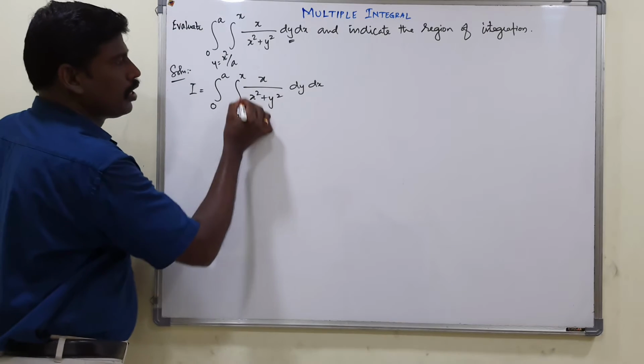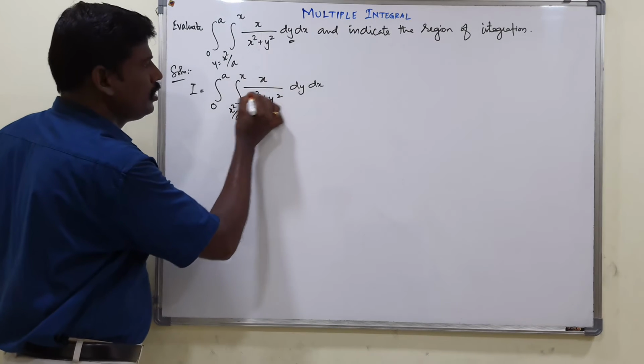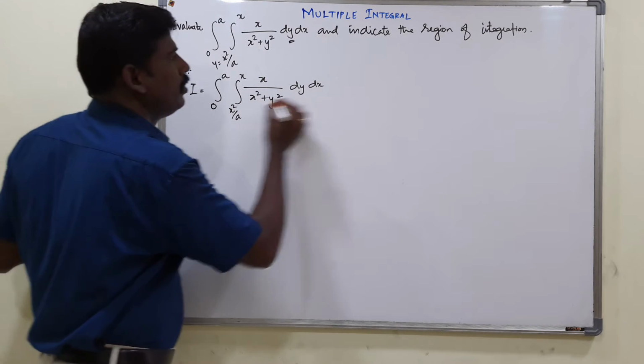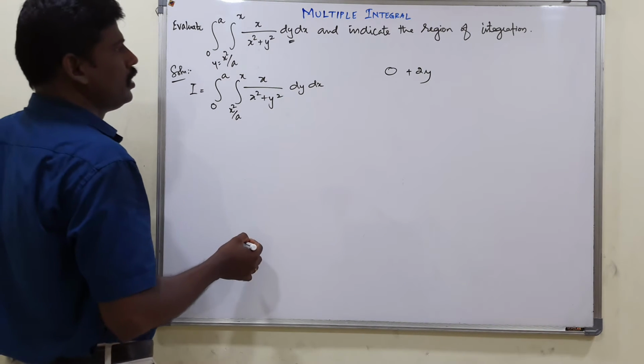Okay, so look at the denominator alone, the term containing y. So differentiate the denominator, it becomes 0 plus 2y. Differentiation with respect to y. Isn't it? Right?